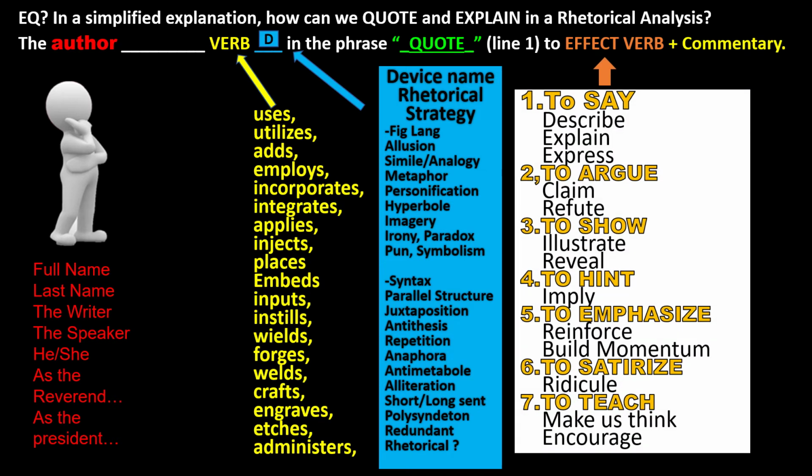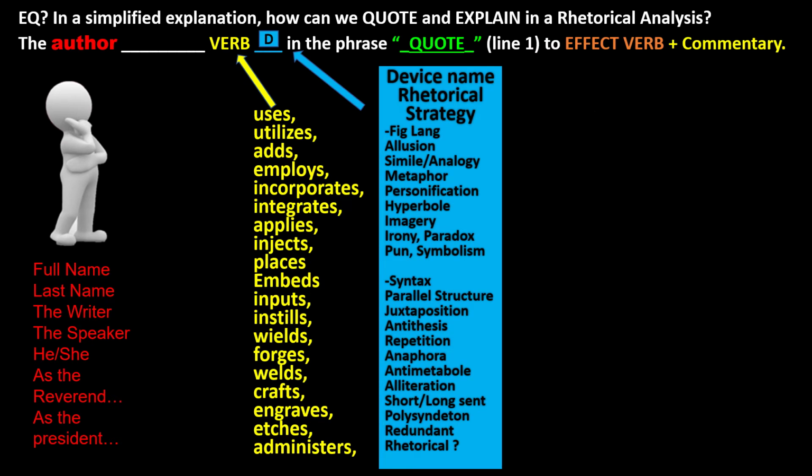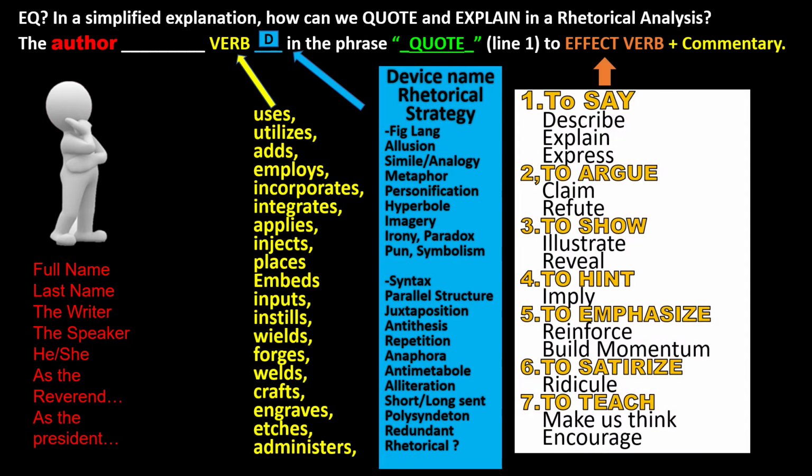Obviously, you're going to back up your evidence with a quote. And then last but not least, you're going to explain the device and the quote and what is the author's intended effect. And when you do that, you're going to start with a verb. Maybe it's an argument verb like claims or refutes. Maybe it's an illustration verb like to show. Maybe it's just literal like he describes or explains or expresses. Maybe he's hinting something or emphasizing. And obviously, there's a few more there. And then you're going to follow that with your commentary or explanation.